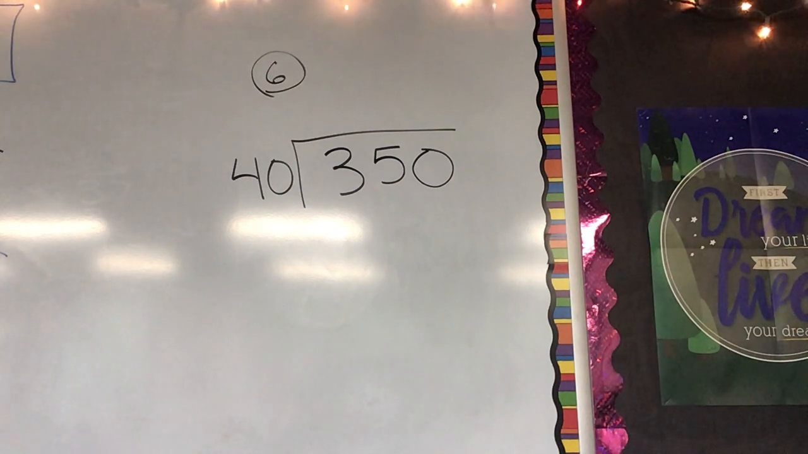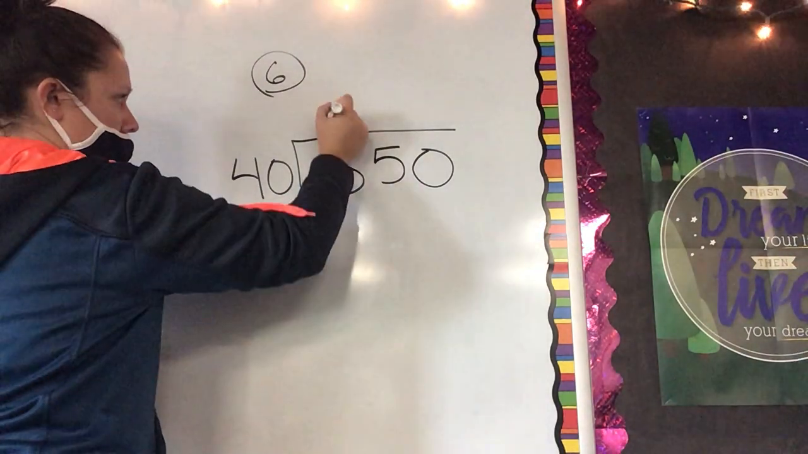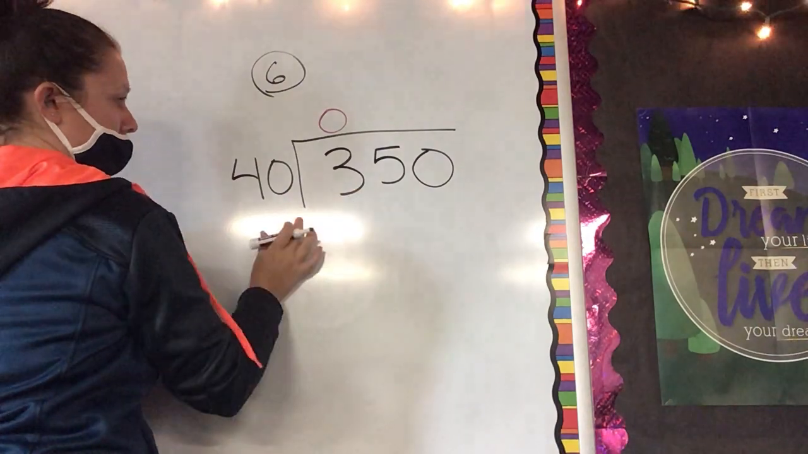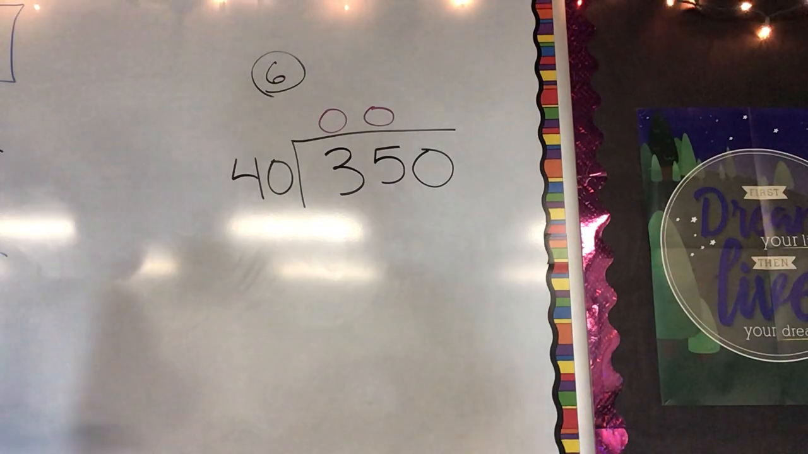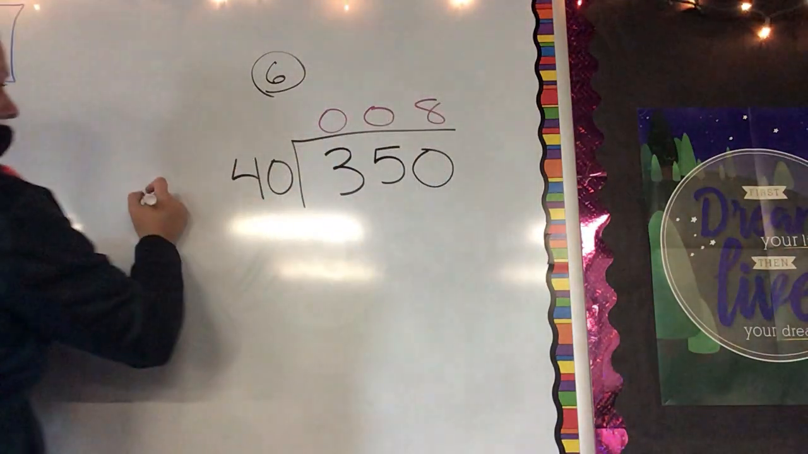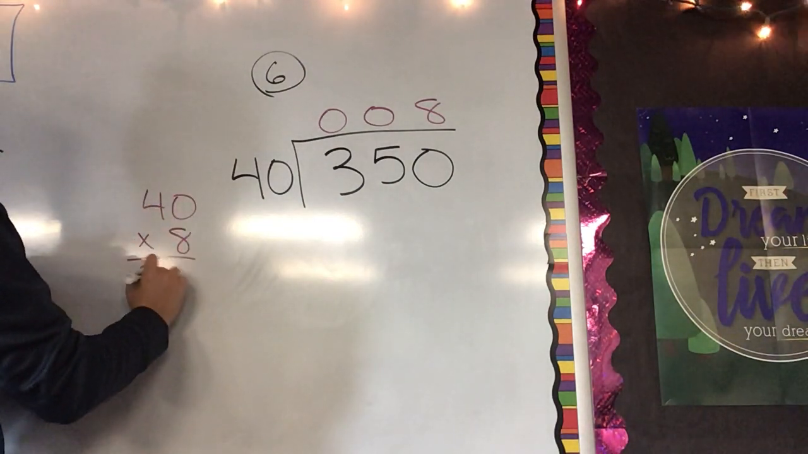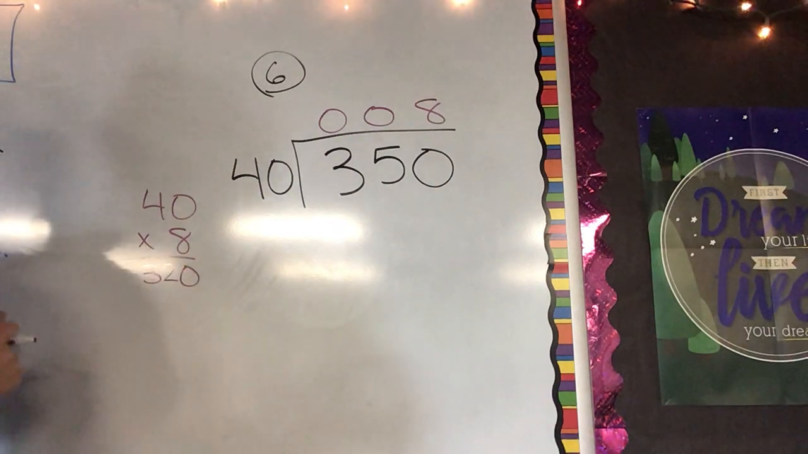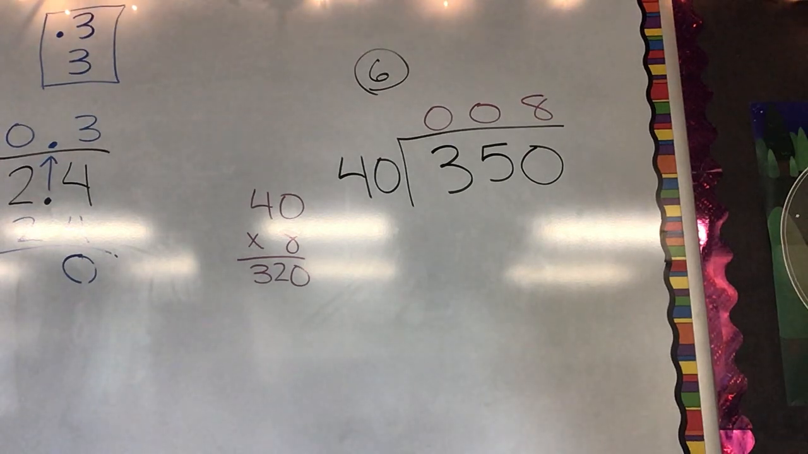All right, let's check. Can I do 3 divided by 40? No. Can I do 35 divided by 40? No. Can I do 350 divided by 40? Yes. How many times? 8. Because, let's check, 40 times 8 is 320. Can I do 40 times 9 to get closer? Why not? It'd be over. Okay.